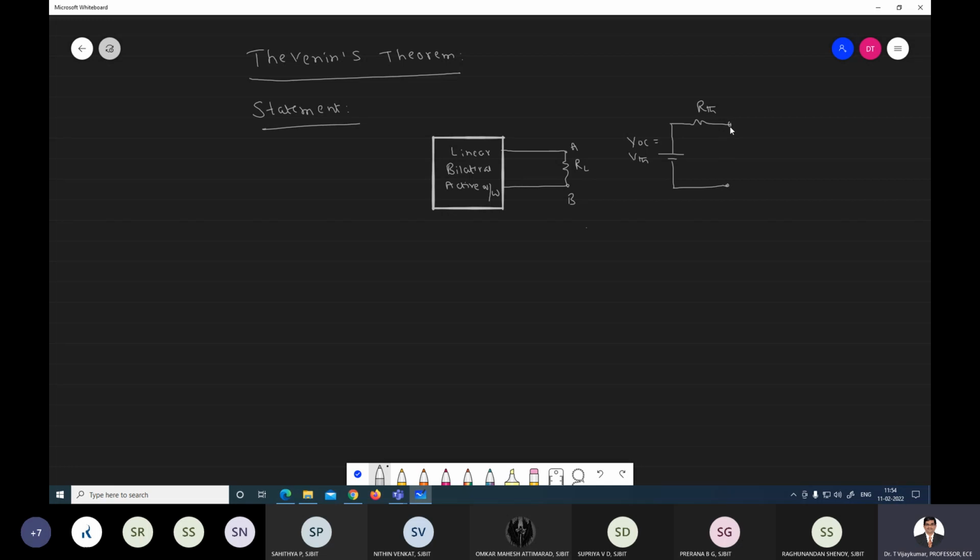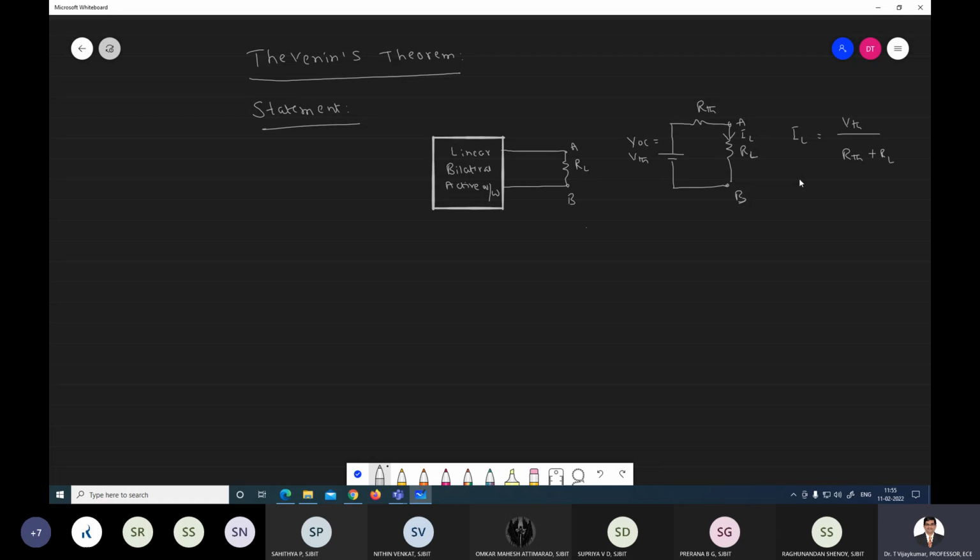Then whatever load is given will be connected across the load terminals RL, that is A and B. The current flowing through the load resistance is given by IL equal to VTH divided by RTH plus RL. This is the statement of the theorem.